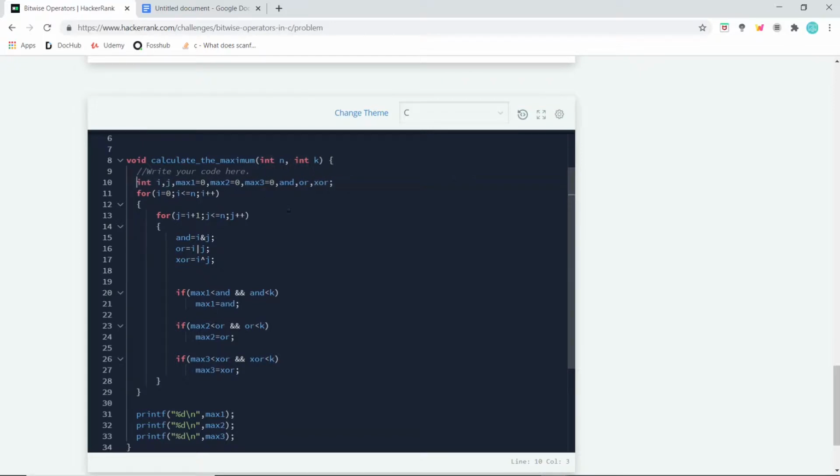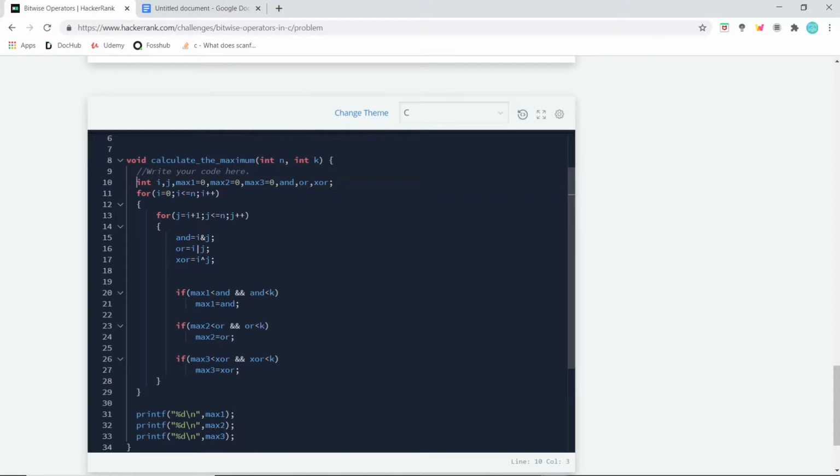There are a total of 8 integers. The first one is i, the second one is j. These are counters for the loop. Okay, and these three are max1 is equal to 0, max2 is equal to 0, max3 is equal to 0. Here we will store the maximum values that we are getting after the operations of those numbers. Okay, and then we have and, or and XOR. These are variables, these are not operations. Okay, these are names for the variables where we are storing the result for each calculation.